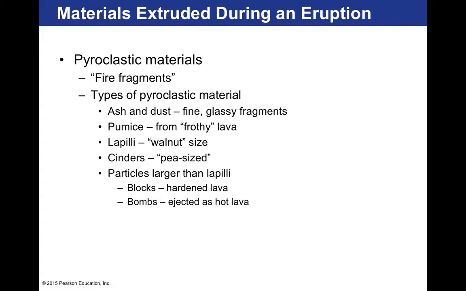All right, so the materials that are extruded from a volcano, we call those pyroclastic materials. Pyroclastic just stands for fire fragments. There are different types of pyroclastic material. There's ash and dust, there's pumice, lapilli, cinders, and then there are particles larger than lapilli called blocks, and then we even have magma bombs. This is just lava or magma that's ejected out of the volcano.